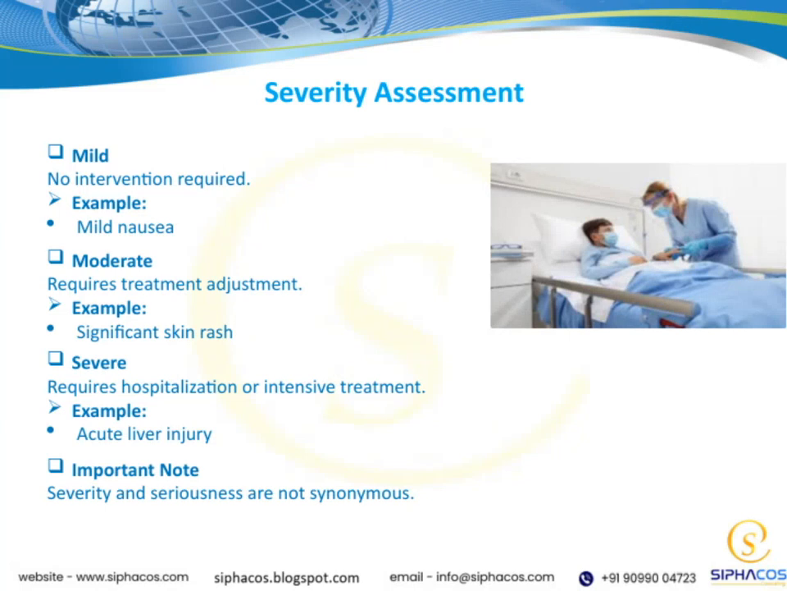When we talk about severity assessment, we're looking at how serious a condition is and what kind of response it needs. Mild cases don't need any intervention, think mild nausea. Moderate cases require us to adjust treatment, like when someone has a significant skin rash. Severe cases are more urgent, often needing hospitalization or intensive care, such as acute liver injury. It's important to remember severity and seriousness aren't the same thing. They're related, but not identical.